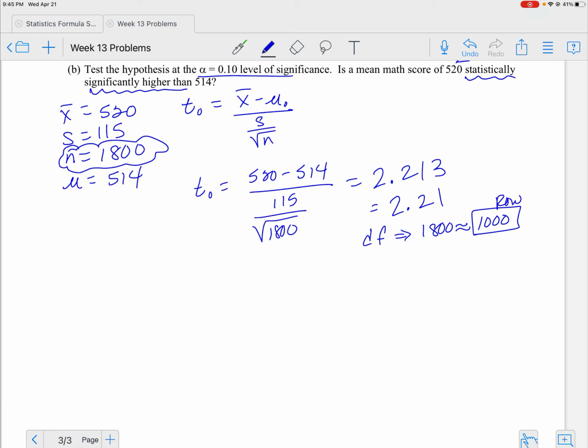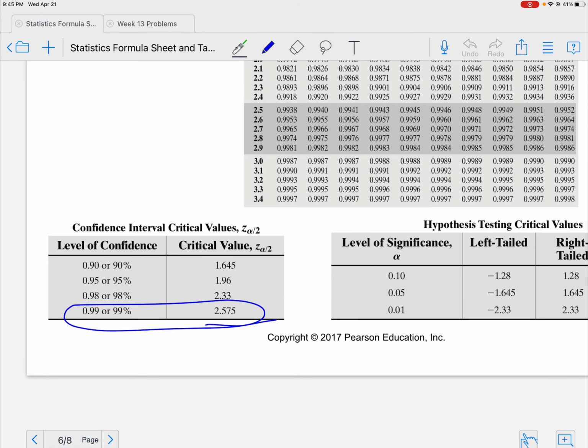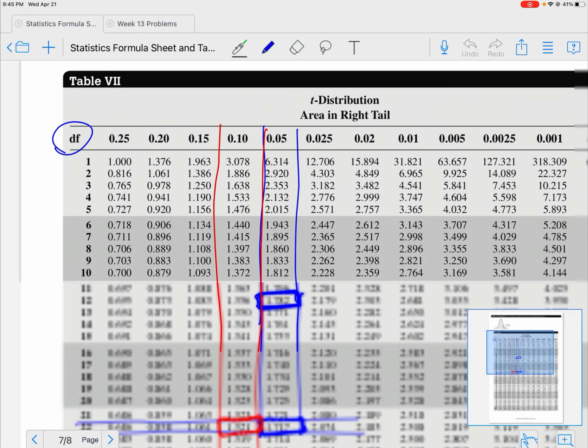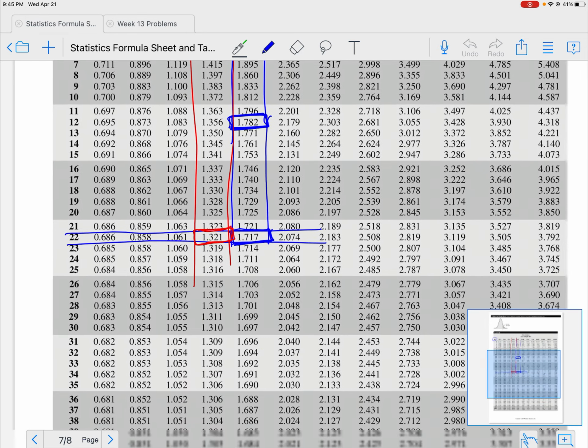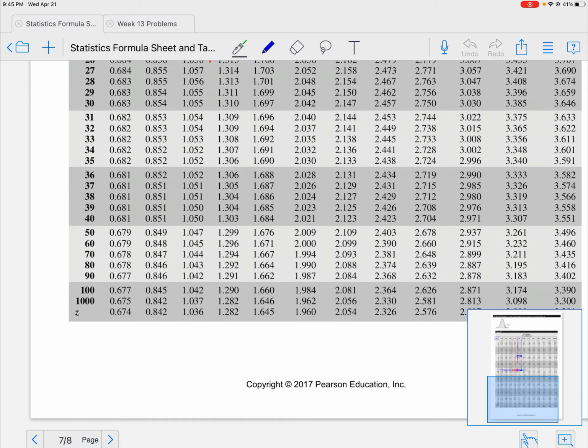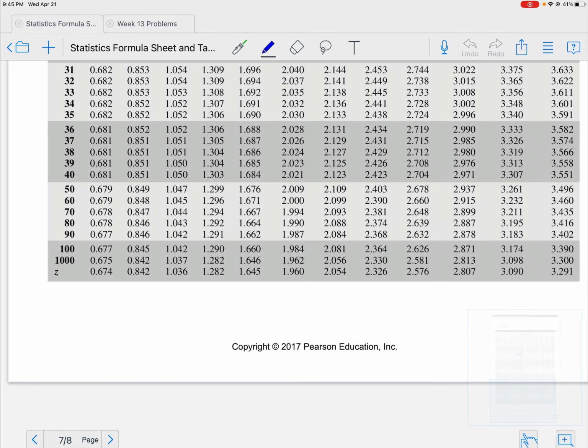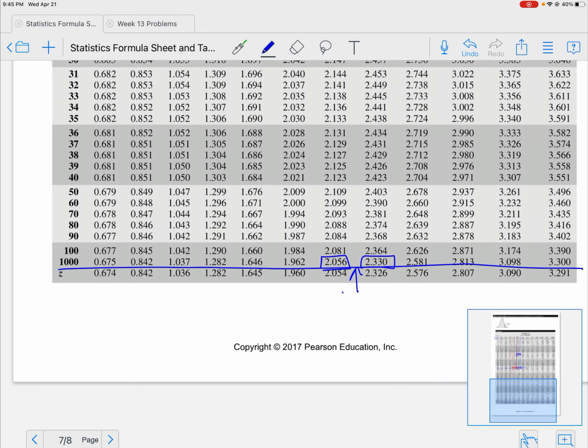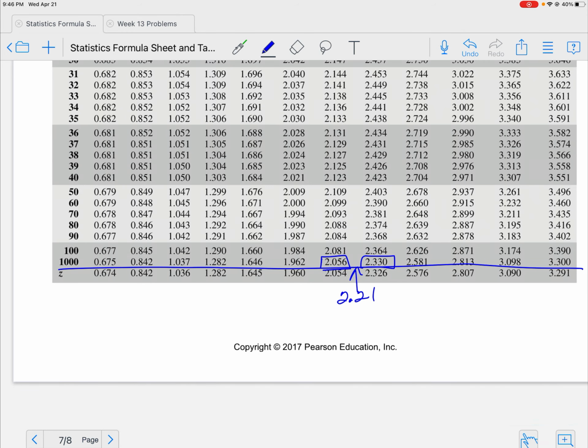All right, so here's what we're doing. We are going to look for the 2.21 in the 1000 row. So I'm going to come over here, and in my t chart, oh, I've got it all written up, don't I? I'm going to scroll down here to my 1000 row. And I am looking for the value 2.21. And there it is. 2.21 is going to be between these two values. And that's where I'm going to pull my p-value from.